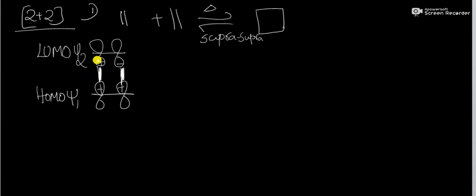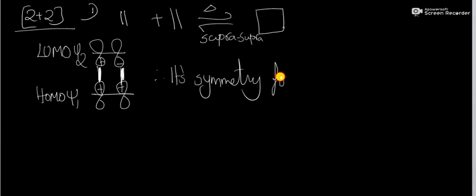Here plus and plus symmetry, here minus and plus symmetry. So here one sigma bond is a bonding interaction, another sigma bond is an anti-bonding interaction. Therefore, it is symmetry forbidden. So the 2 plus 2 cycloaddition reaction in the presence of heat undergoing supra-supra addition is symmetry forbidden.